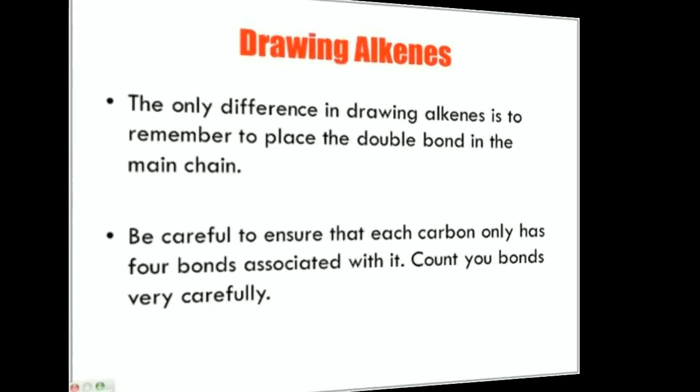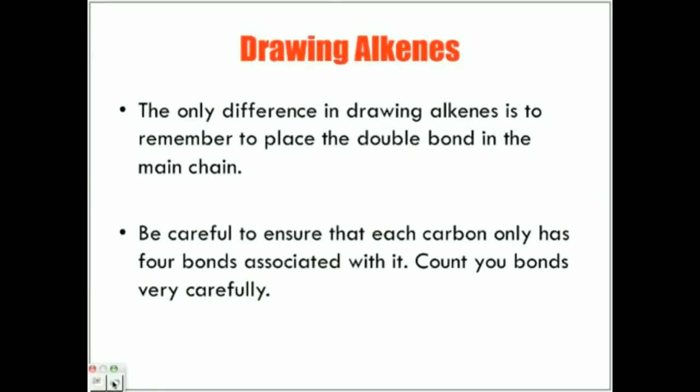Let's proceed in constructing the condensed structural formula of alkenes. The only difference in drawing alkenes is to remember to place the double bond in the main chain. Be careful to ensure that each carbon only has 4 bonds associated with it. Count your bonds very carefully.